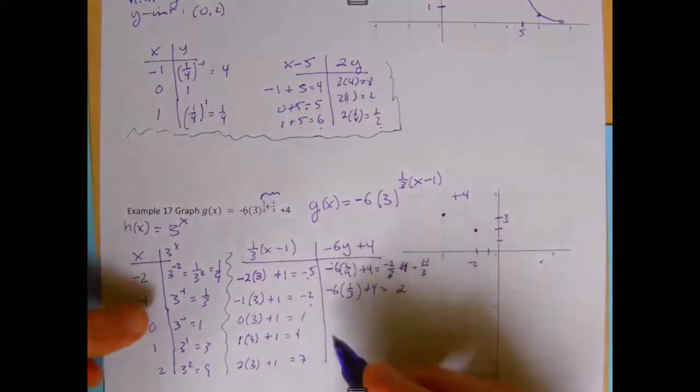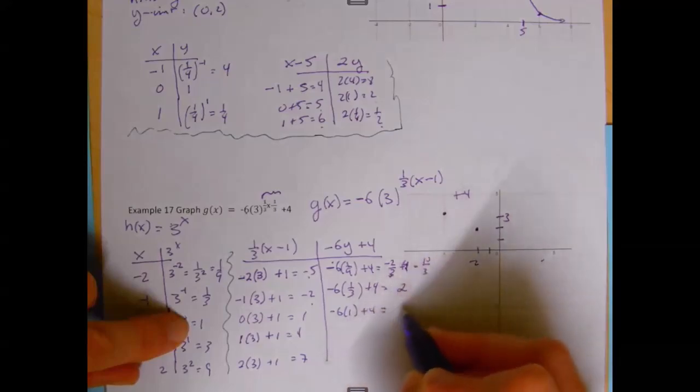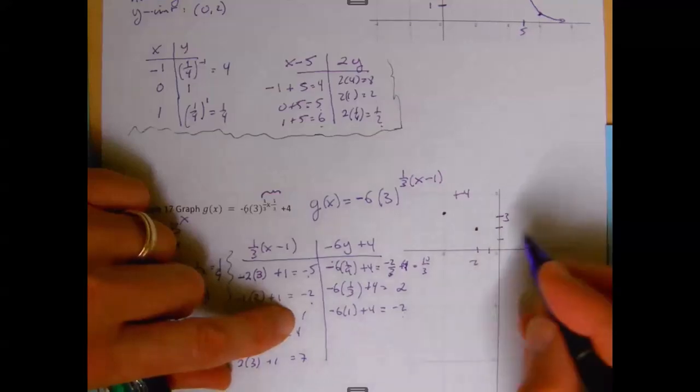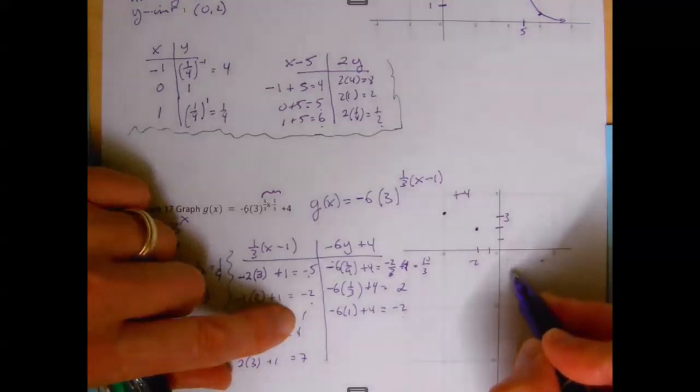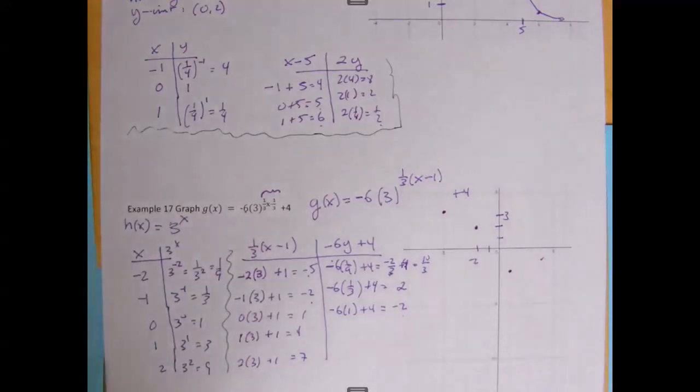Okay, and the next point here is going to be the 1. So -6 times 1 plus 4, that's going to give me -2. So I got the point now, 1, -2. 1, -2. It's right there. Great.